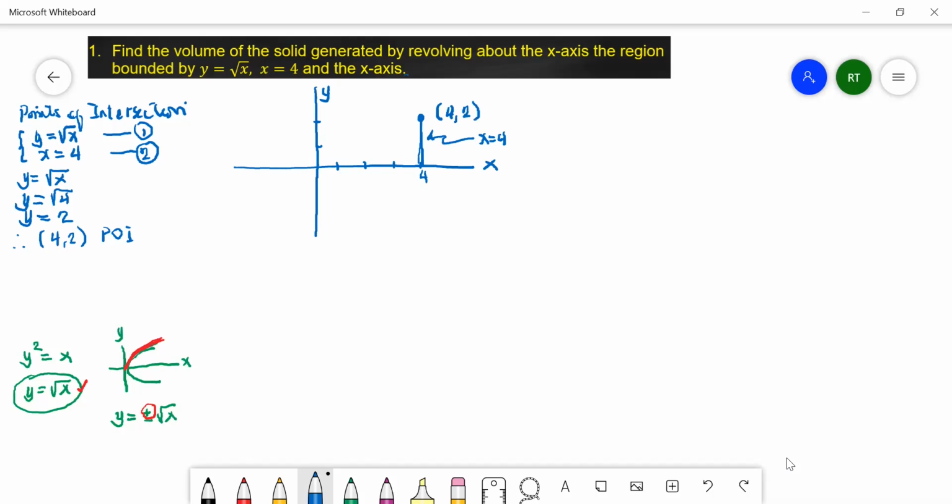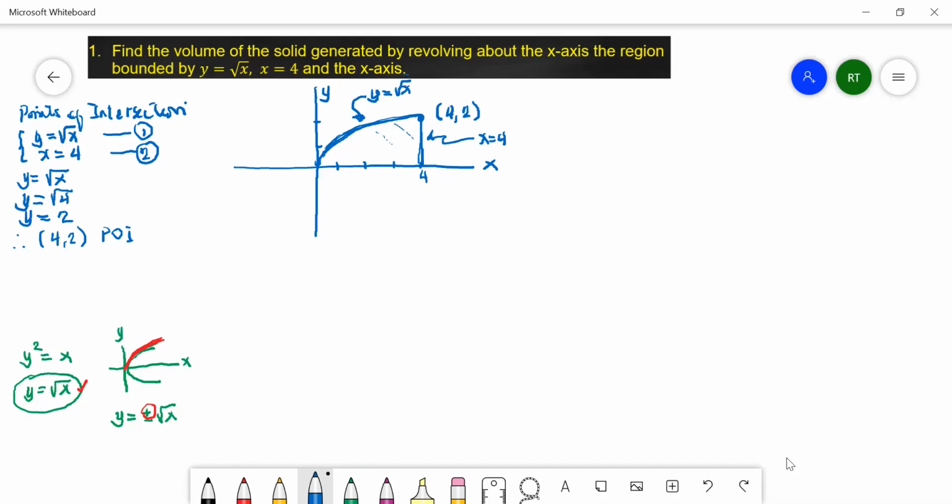And of course, if we will draw y is equal to square root of x, this is part of the parabola y squared is equal to x, where y is positive. So vertex at (0, 0), and intersecting the line x is equal to 4 at (4, 2). So this curve is the curve y is equal to square root of x.